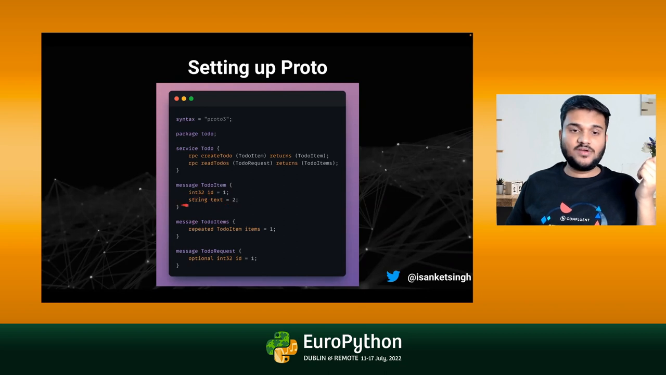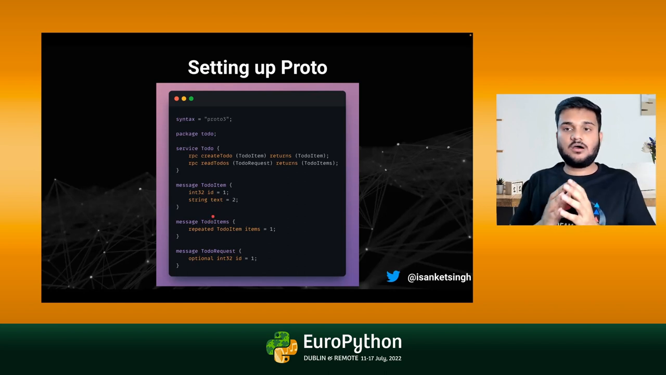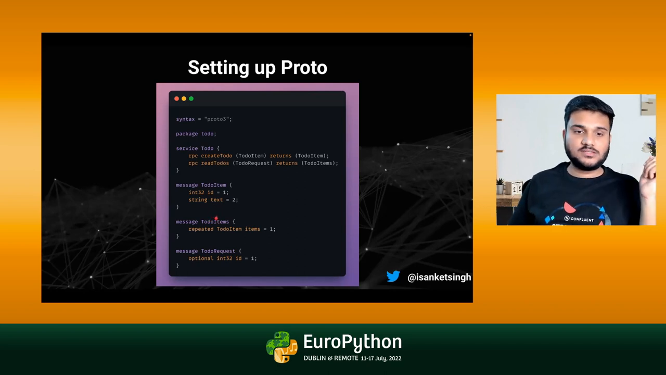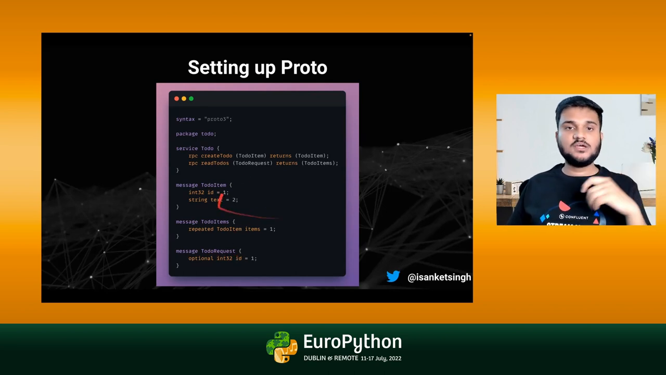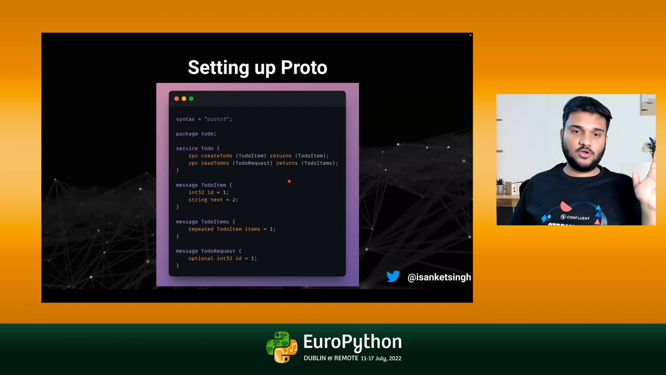You can see even you can define strings and there are multiple data types that are supported by protocol buffers. And if let's say you have to set up an array of objects, you can use this repeated property. If you want to have something optional, for example, in this to-do request, we can have an optional ID. So you can just put the parameter optional and this ID is going to be optional. That is, it's not mandatory to send ID when you want to send a to-do request. So this is like a basic proto setup that you have to do.